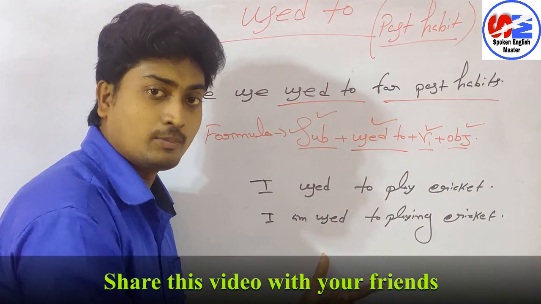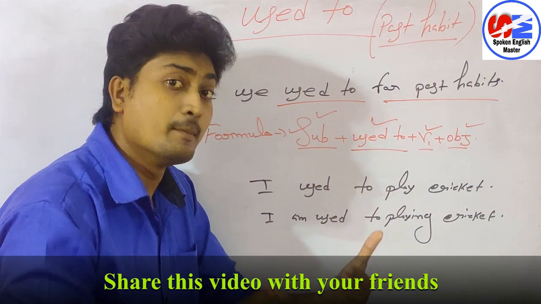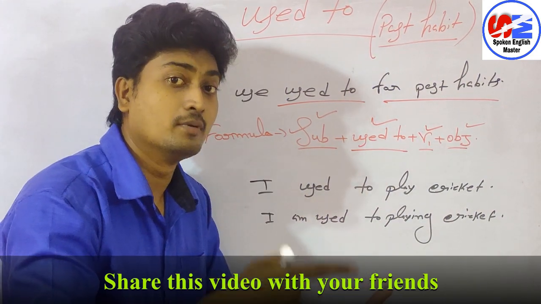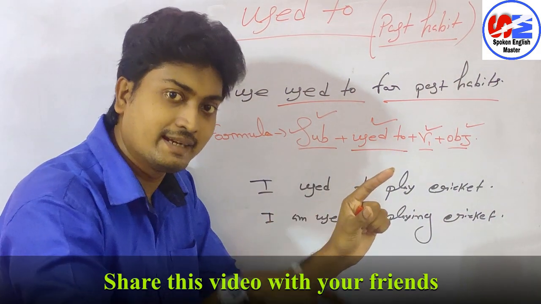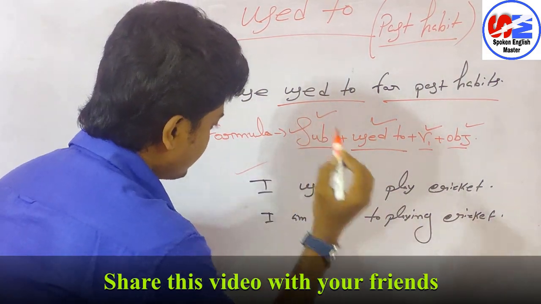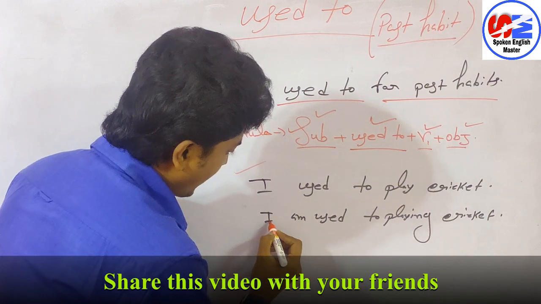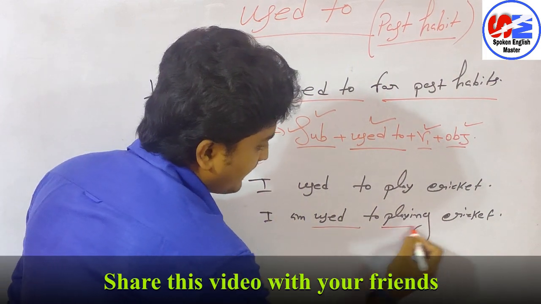ओके, इसका मीनिंग तो आपको पता ही होगा. I used to play cricket means मैं क्रिकेट खेलता था. कब? पास्ट. मेरा क्रिकेट खेलने का आदत था. I used to play cricket. ओके, like this one. Here देखिए, यहाँ पे देखिए, I am used to प्लेइंग क्रिकेट.